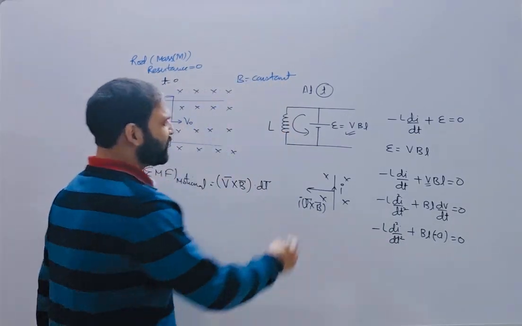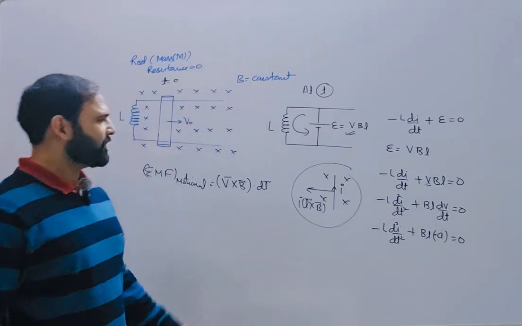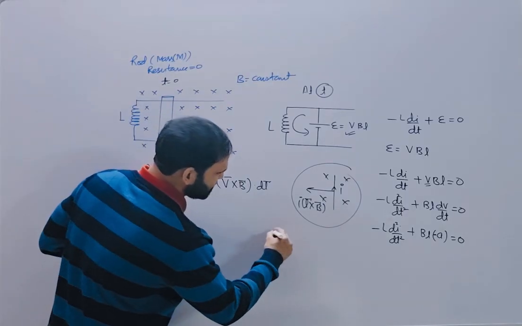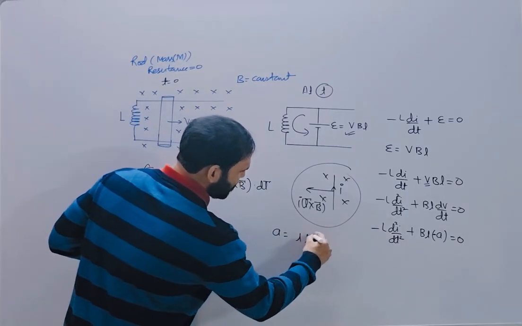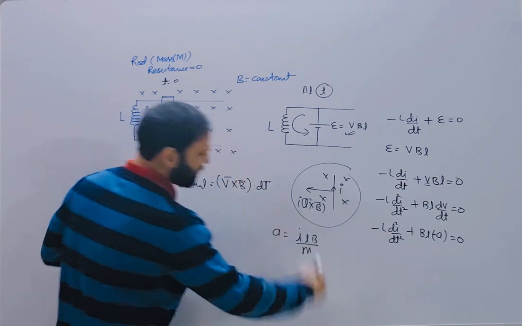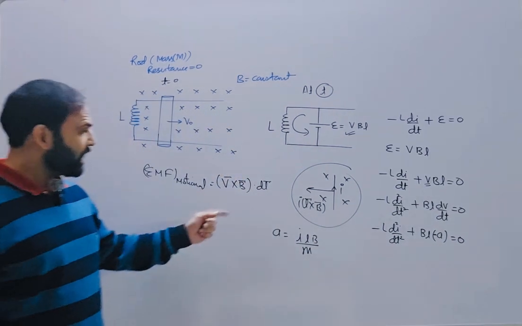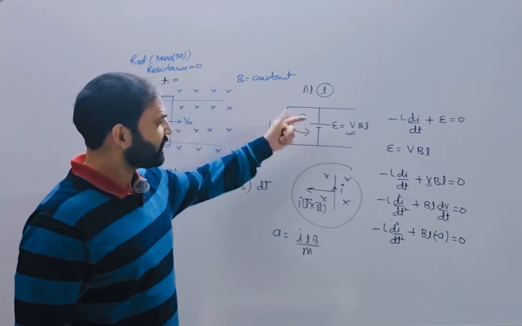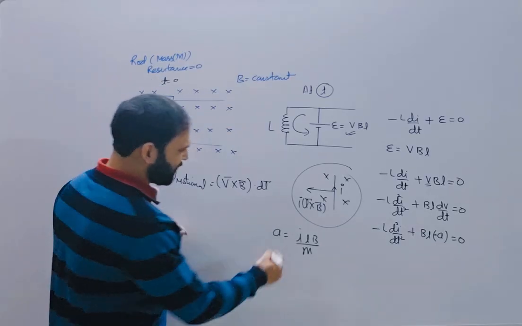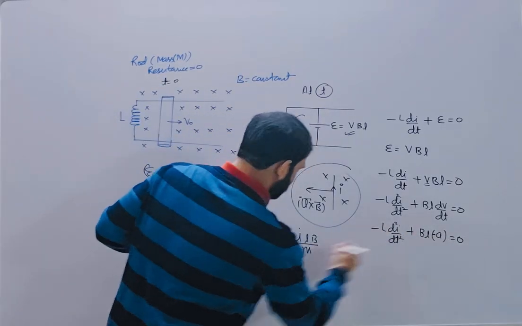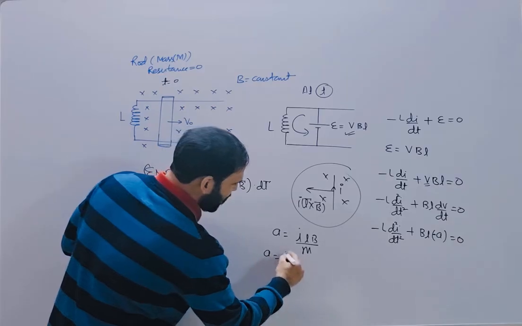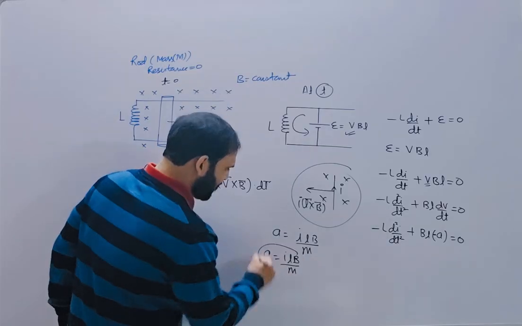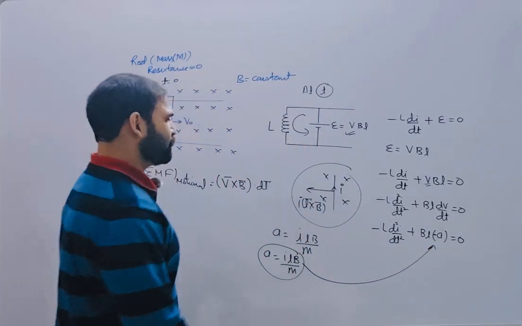Now again we consider this diagram. In this diagram the rod is under a retarding motion, so its retardation can be written as a equal to ILB divided by the mass of the rod M. What is the value of I? The value of I would be E divided by R, but the circuit does not have any resistance. So we get a equal to ILB by M. We have to substitute the value of a in this equation.